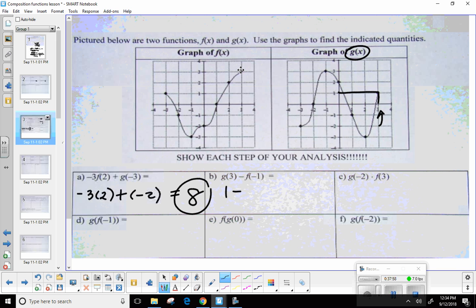So let's see, over here in function f, when x is negative 1 right here, I'm going to go down because that's where the graph is, and straight over. What's that? Negative 3. But what happens when you subtract a negative? It becomes positive. So this actually should be what? 1 plus 3? 4. When you subtract a negative, that turns to positive. Okay.